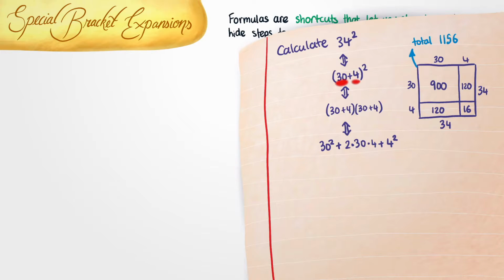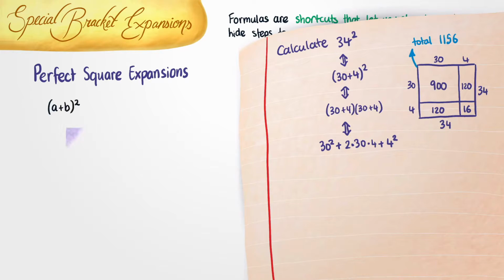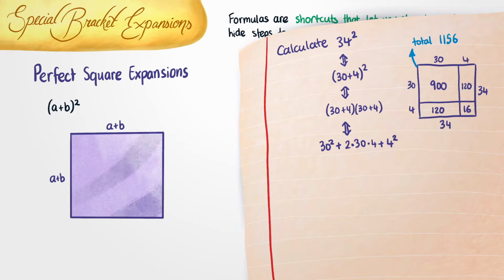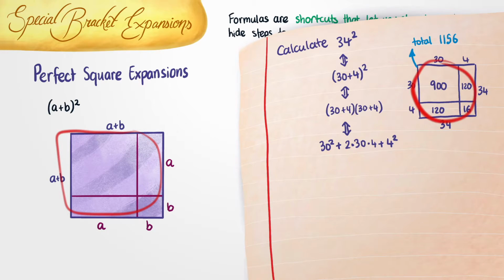4. So let me just go ahead and draw the general case on the left. So if we wanted to expand anything in the form a plus b all squared, we could rewrite it in this form over here, because you can see that 30 is kind of like the a and 4 is kind of like the b. But instead, I'm just going to go ahead and break it up into an a and into a b. Now, as you can see, this shape over here is exactly the same as the shape that we had up here. The only difference is that a and b can be absolutely any length you like.